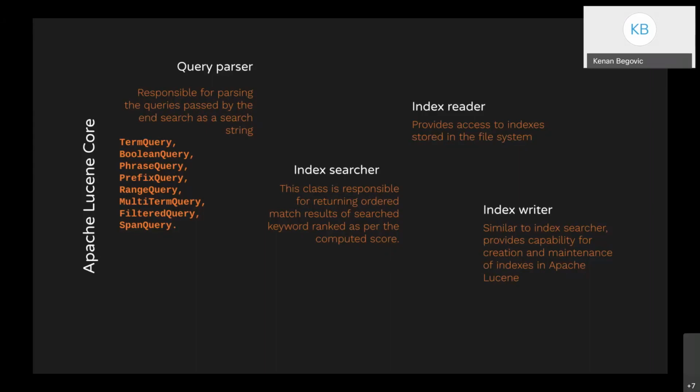When it comes to the other components, the next one is the index searcher. This is the class that is responsible for returning ordered match results of the searched keyword and ranking them as per the computed score. The index reader provides access to indexes stored in the file system, and the index writer, similarly to the index searcher, provides the capability for creation and maintenance of indexes in Apache Lucene. It's kind of an interface to manage indexes.